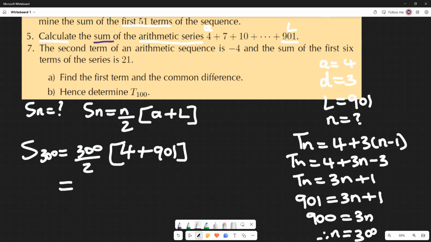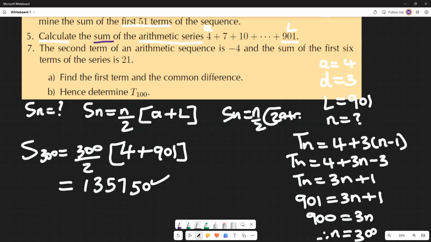300 over 2 in bracket 4 plus 901. That gives us 135750. You could have also used this one. It's also allowed, this formula: 2a plus d n minus 1. You have your difference, which is 3, your n, which is 300, and your a, which is 4. Then you can get S300.